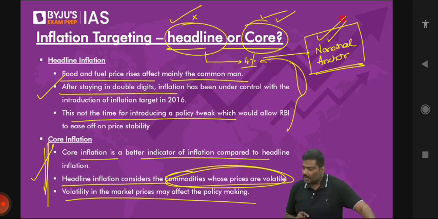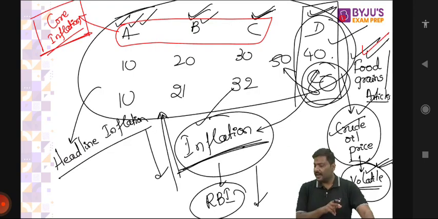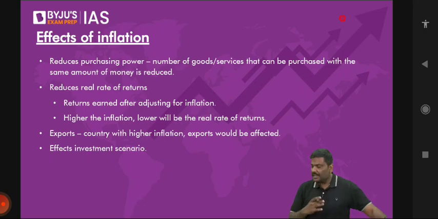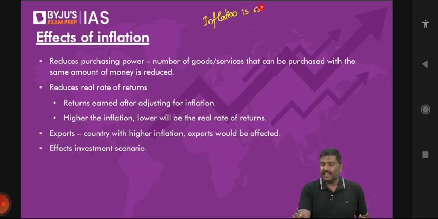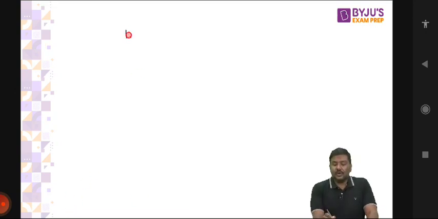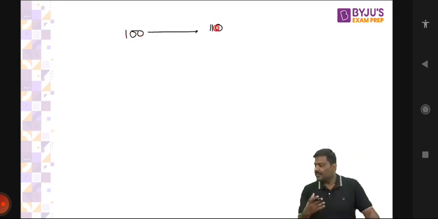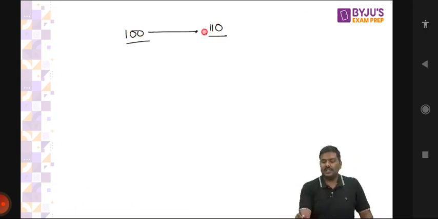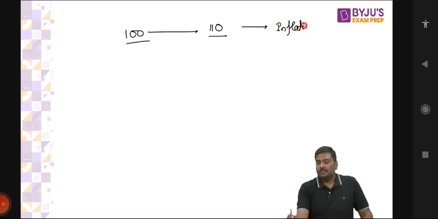So this is a discussion regarding the monetary policy framework agreement. The next one is effect of inflation. Or before that, let me explain to you why inflation is necessary. Inflation is required in the economy. Whenever the prices go up from 100 to 110 for a basket of commodities, this is called inflation. But whenever the prices go down, this is called deflation.